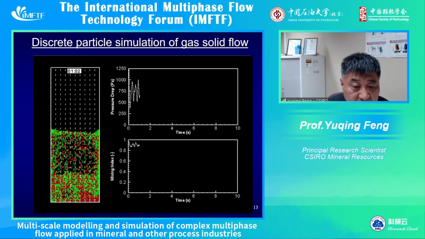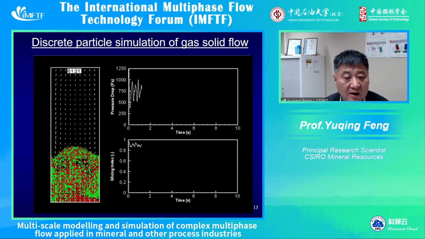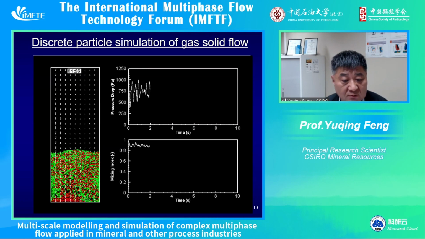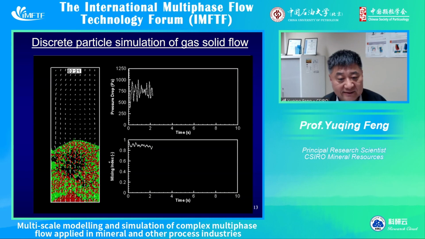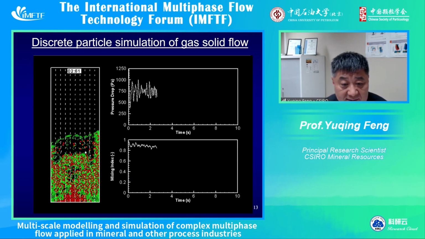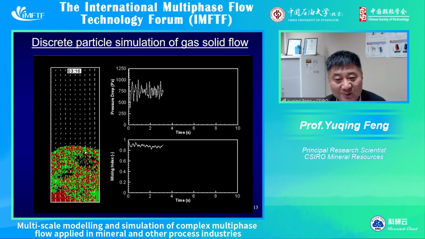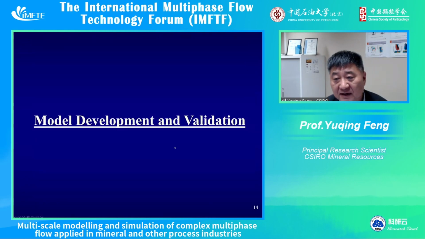Once fluidized, at a certain range of velocity, they start to segregate, with small particles fluidized at the top and the large particles at the bottom. Today, I'm not going into the details of the flow pattern, just say what I struggled with in my PhD work in this area. One is the model development and validation.